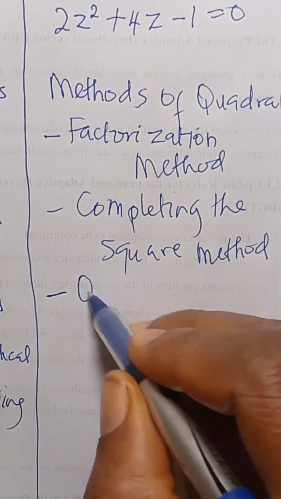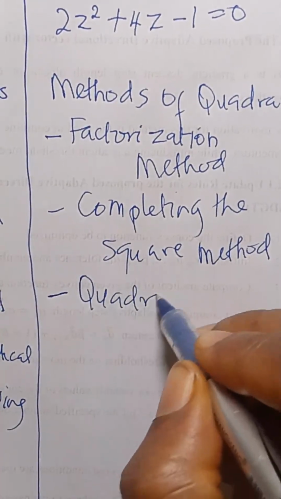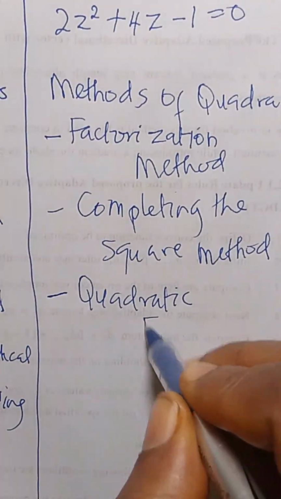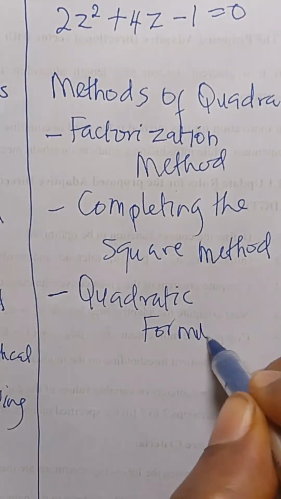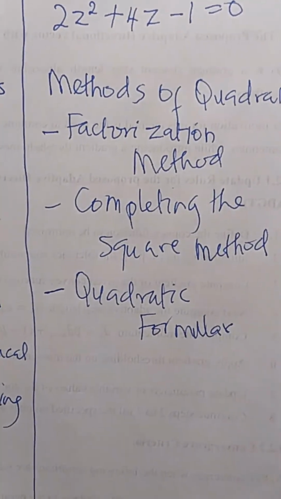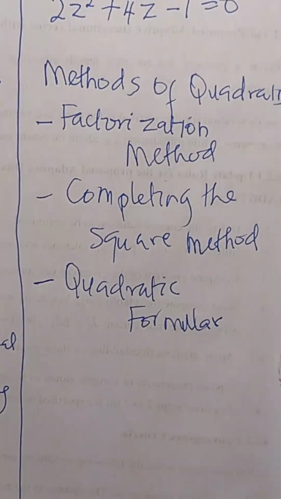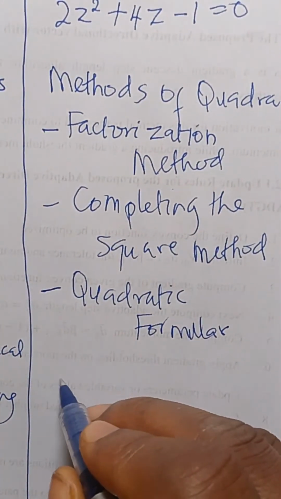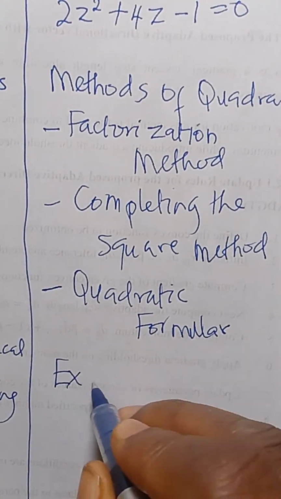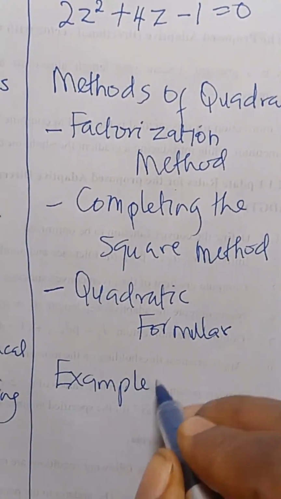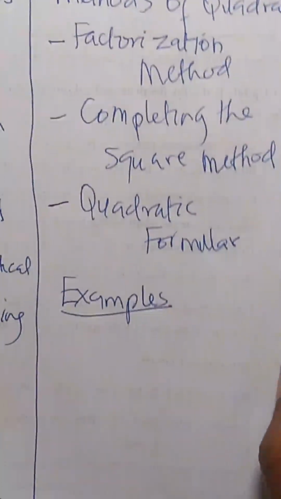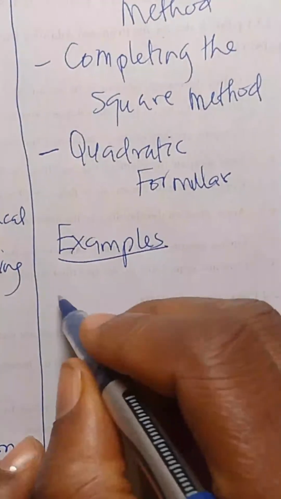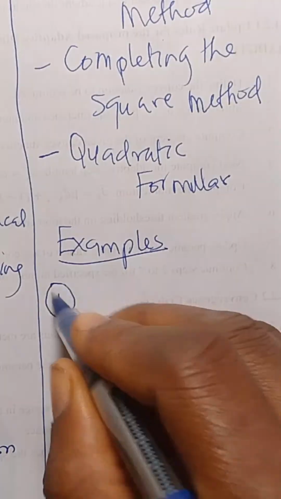Then we have the quadratic formula. In our place and other places, this quadratic formula is also called the almighty formula. So we are going to solve examples now. Solving examples, you now see how to apply these methods. We are going to start with the quadratic formula.